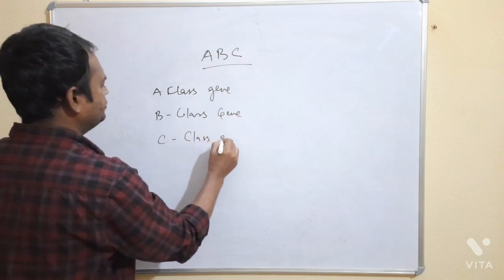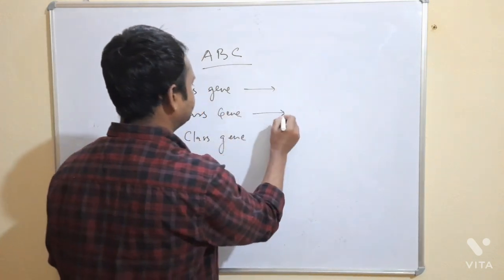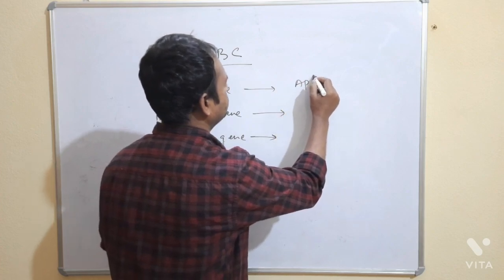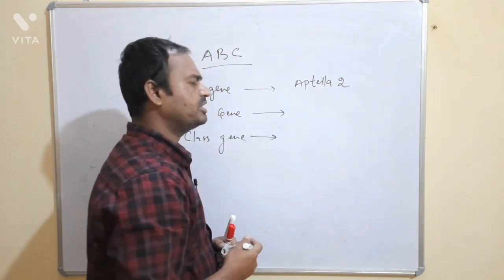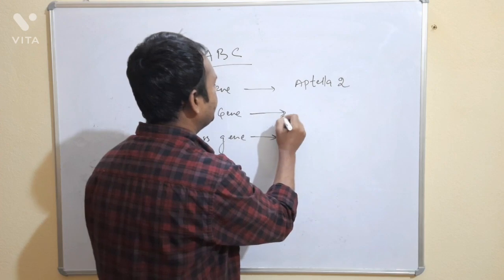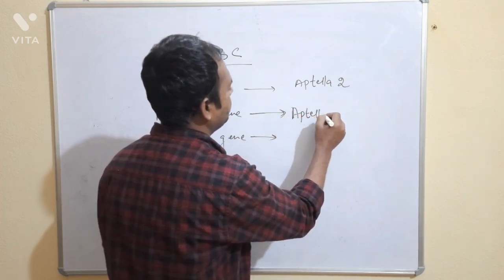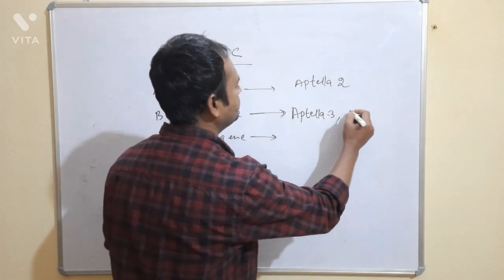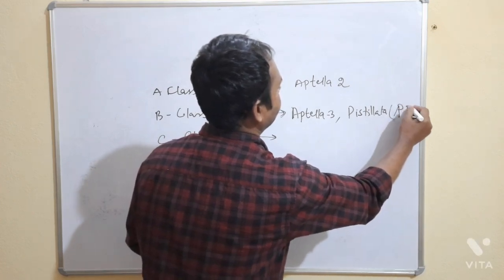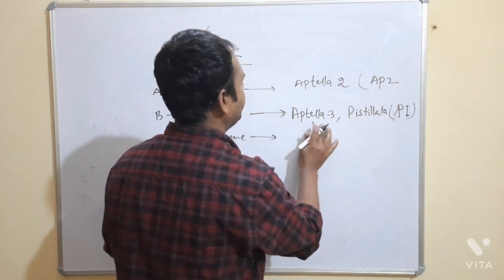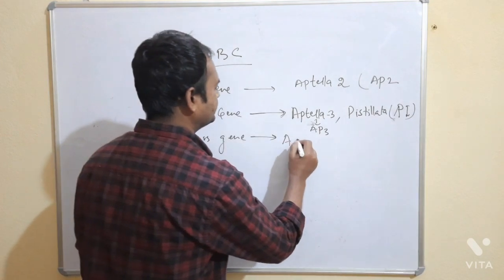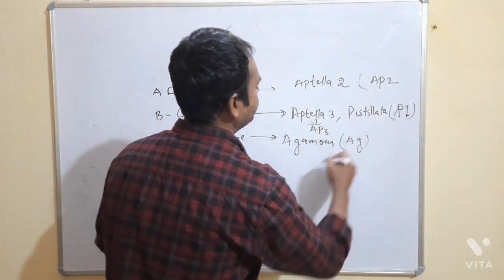If we talk about the A class gene, in the A class gene, Apetala 2 protein is expressed. And if you talk about the B class gene, Apetala 3 protein is formed, and another one is Pistillata, which is represented with PI. This is AP2 and this is AP3. Now if you talk about the C class gene, it is Agamous, and this is represented as AG.